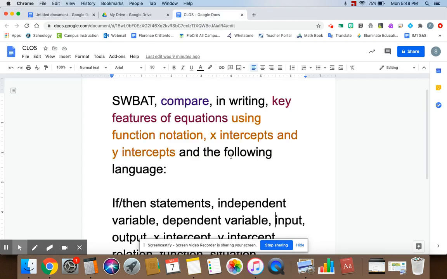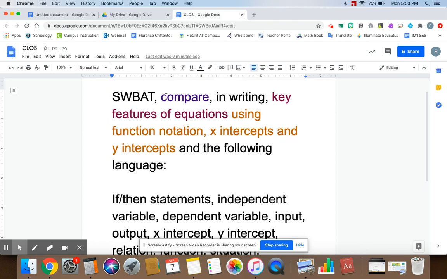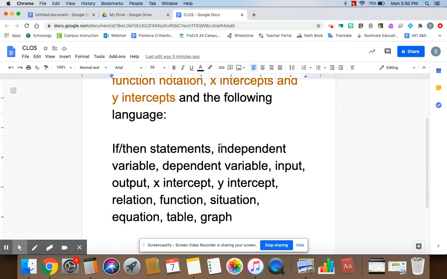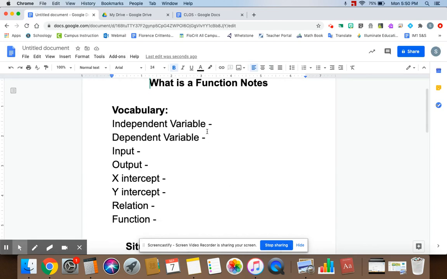So I'm going to start down here. So hopefully you notice that we are comparing the key features. So making my way through the vocabulary, independent variable, dependent variable are all over here in this vocabulary section. So I'm going to just go through each one.